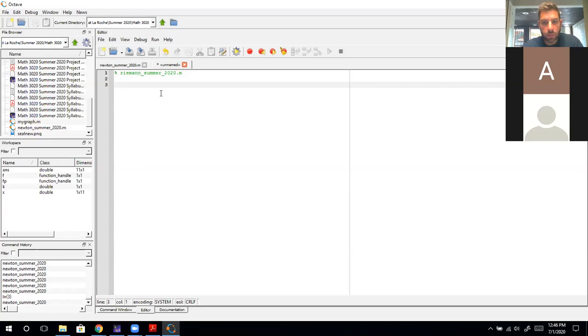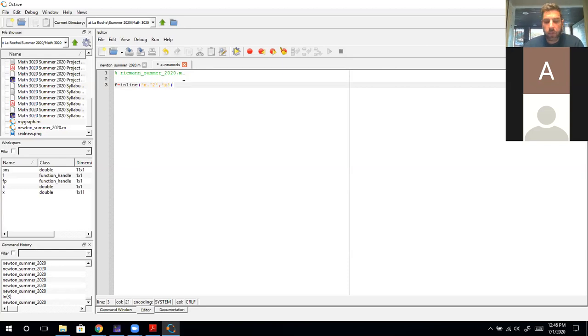We got to give it a function we want to integrate, correct? So let's say f equals inline. And then what are we going to do? Let's say the first one is x squared. So we got to put our variable here, x. Don't forget, you should always be safe and put the period in front of multiplication and division in case you ever want to. It's just playing it safe that way. All right, so that's my function f.